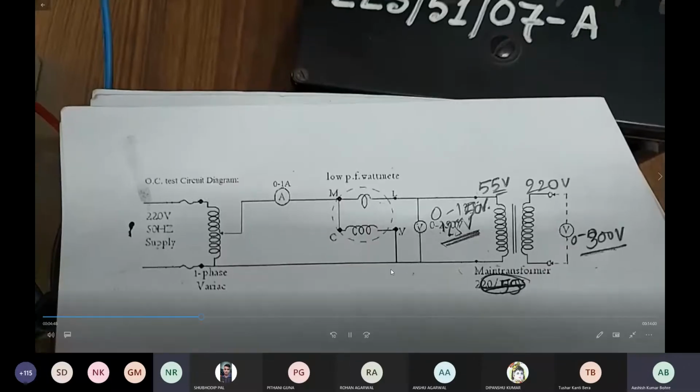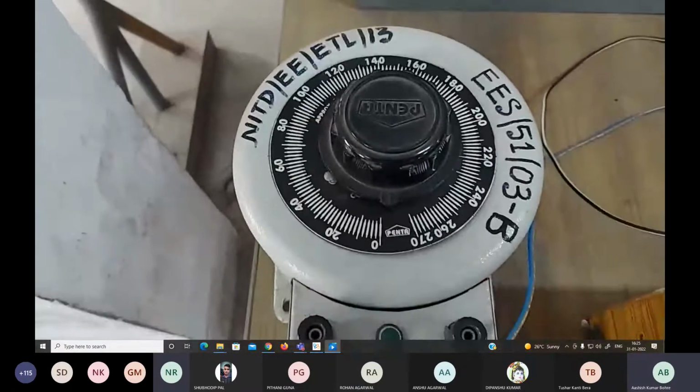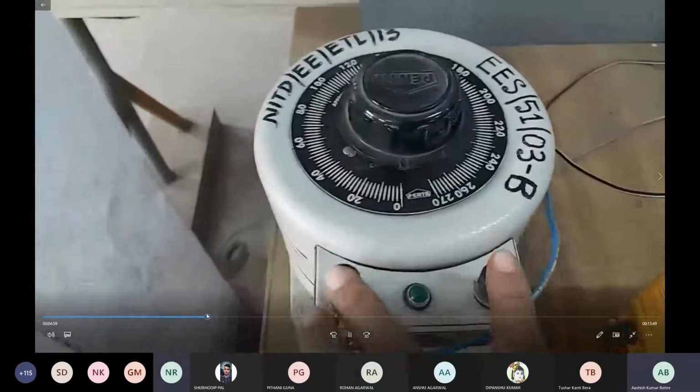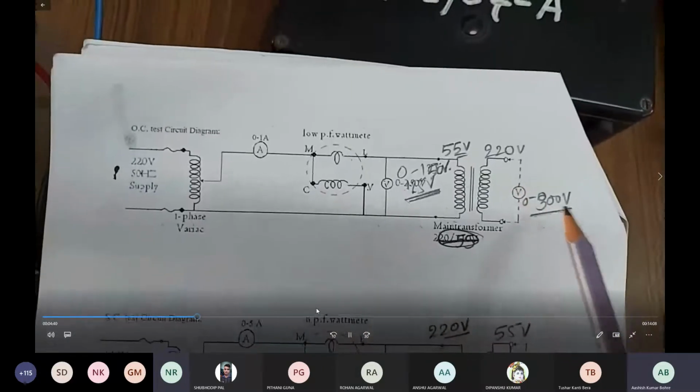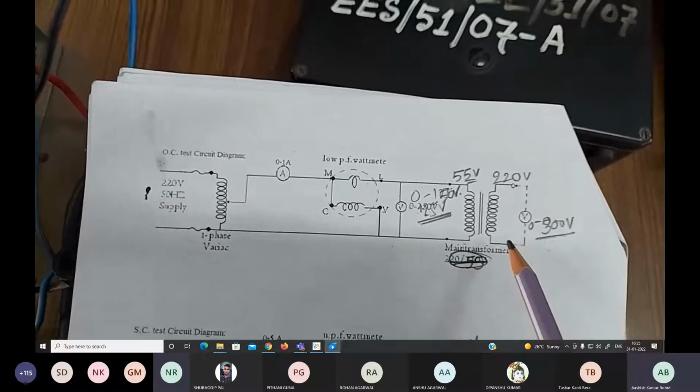According to this connection diagram, we will connect. Okay, we will start the connections. So this is basically the supply. Here we have connected the single phase variac. Here you can see the two terminals of the single phase variac, 0 to 300 volt, because the rated voltage on the secondary side is 220 volt.